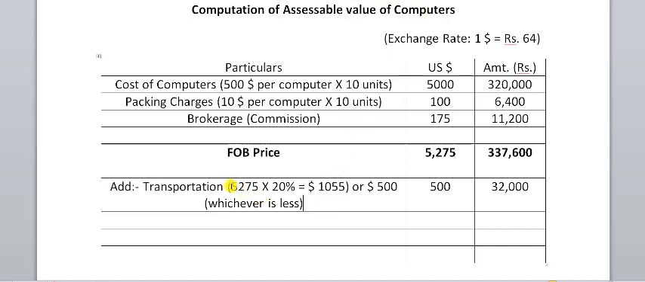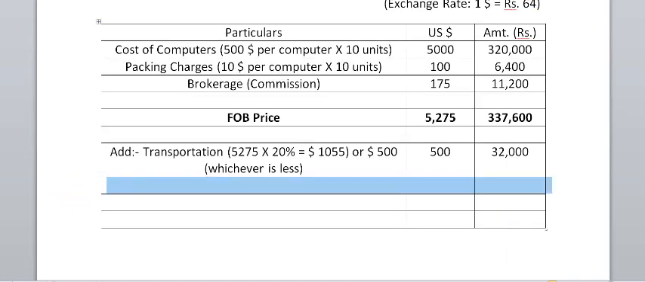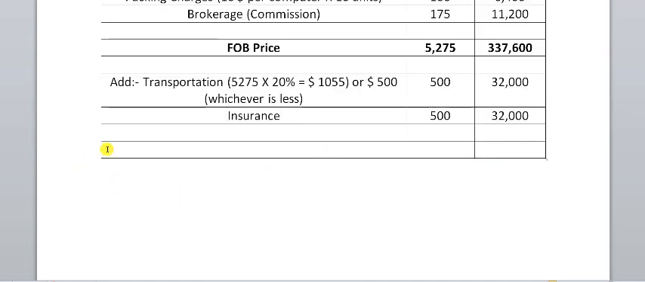airways, we have to compare 20% of the FOB price, that is 5,275 given here, into 20%, that is $1,055, with the actual cost of transport, that is $500, which is the least. It is very clear, $500 is the least. Multiply that by 64, you will get the amount in Indian national rupees. Next, the insurance cost they have given directly, $500 US, multiply that by 64, you will get the amount in Indian national rupees.